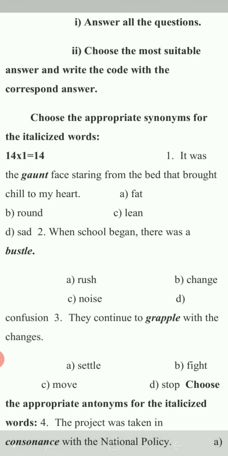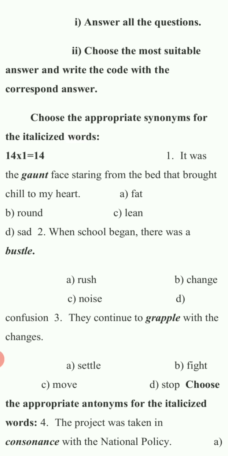Part 1, 14 into 1. You have to attend 14 one-mark questions. Choose the most suitable answer and write the code with the corresponding answer. My dear children, you have to remember one thing. While you are attending the one word, you have to write the code. For example, it is given A, B, C, D. With the option you have to write your answer. Only write the code with the corresponding answer.